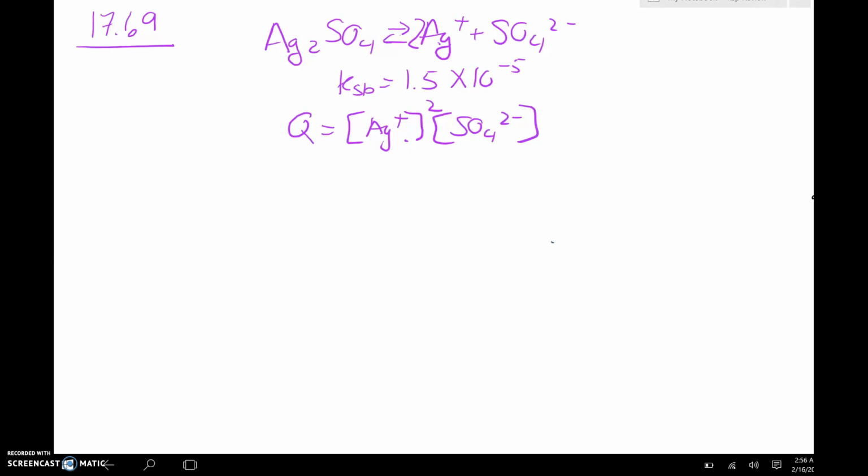Okay, guys, so let's go ahead and take a look at this problem. Hopefully you all got through it. So it said, we were talking about Ag2SO4 and will it precipitate form.